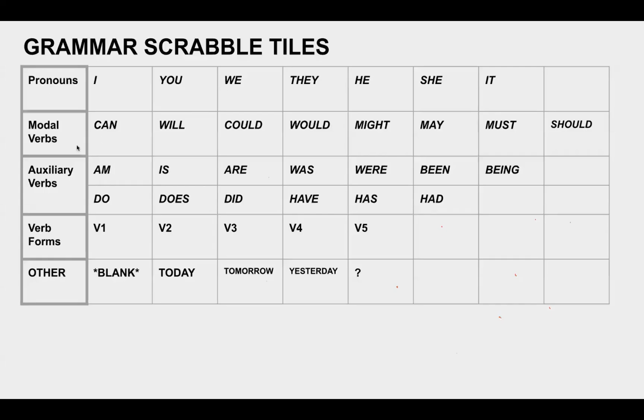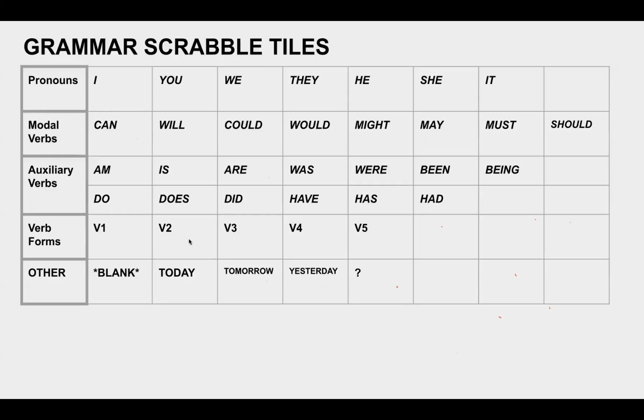We have pronouns. We must have our pronouns. We have our modal verbs like can, will, could, would, might, must. All those are modal verbs. We have our auxiliary verbs. And then we have V1, V2, V3, V4, V5. I will explain what that means in a moment. And then we have our other words like today, tomorrow, yesterday. And I also like to leave a lot of blank words with stars so students can choose any word that they want for their Grammar Scrabble.